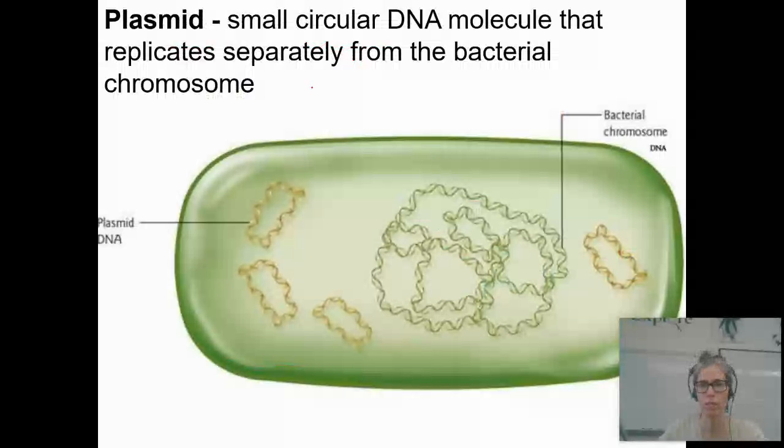So first I need to go over some definitions. A plasmid, this is a small circular DNA molecule that replicates separately from a bacterial chromosome. So this is a bacterial cell.